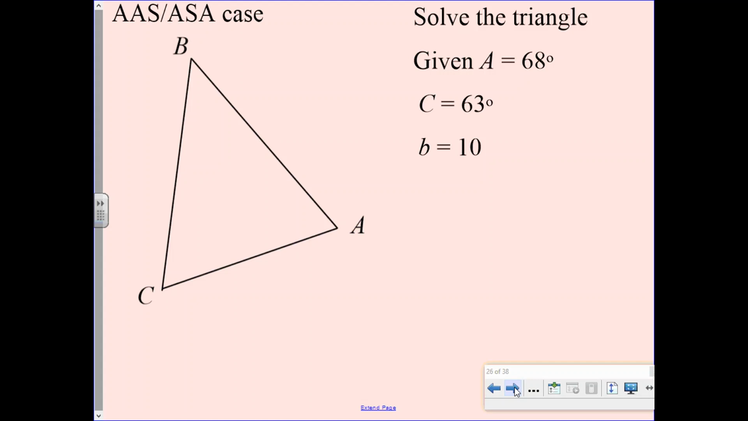Okay? So before you pause the video, make sure that we are labeling our triangle correctly. So again, angle A, 68 degrees. Angle C, 63 degrees. And side B is 10, so across from B, our 10 is going to be right here. So go ahead and pause the video, and in your notes, solve the rest of that. So find angle B and the two sides, and then we'll get back together in just a second.